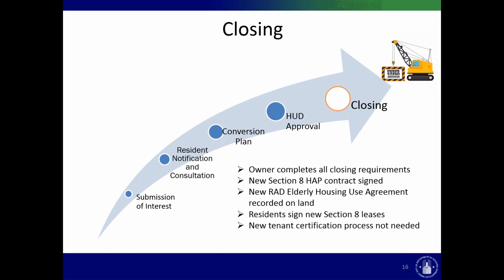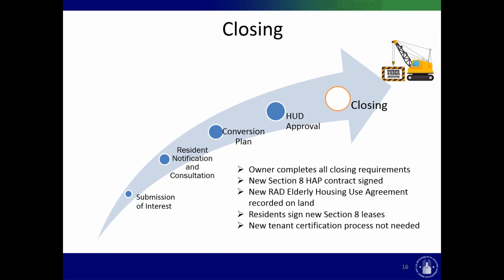At closing, once the owner completes all those closing requirements, it gets to closing. At closing, we cancel a prior contract that the contract is currently under and remove any pre-existing use agreements, and then enter into a new Section 8 HAP contract. And for the 202 PRACs, we record a RAD elderly housing use agreement at the site.